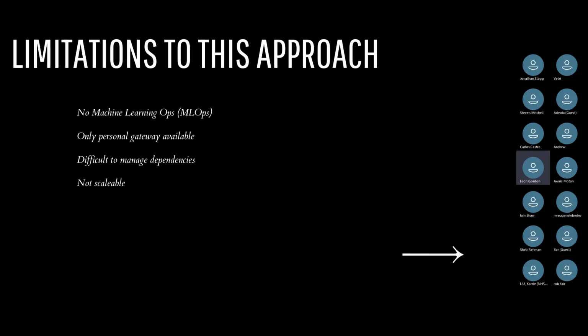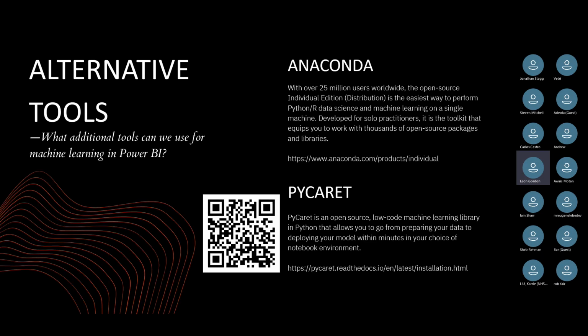We don't have any machine learning ops available to us, which is referred to as MLOps. We only have the personal gateway available to us in the Power BI service. It becomes very difficult to manage dependencies, and we can't scale this version. So this is very much an art of the possible. To do this, we need to have some alternative tools. First and foremost, we need to have Anaconda. If you're looking to get started with data science or Python and R, Anaconda is by far the easiest way to get up and running, in my opinion.